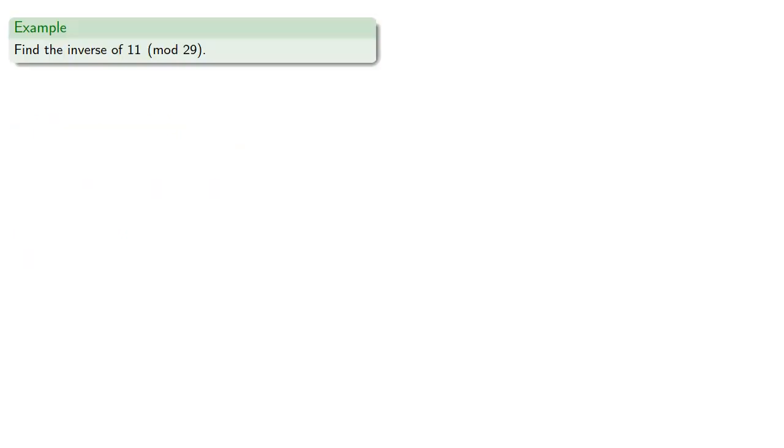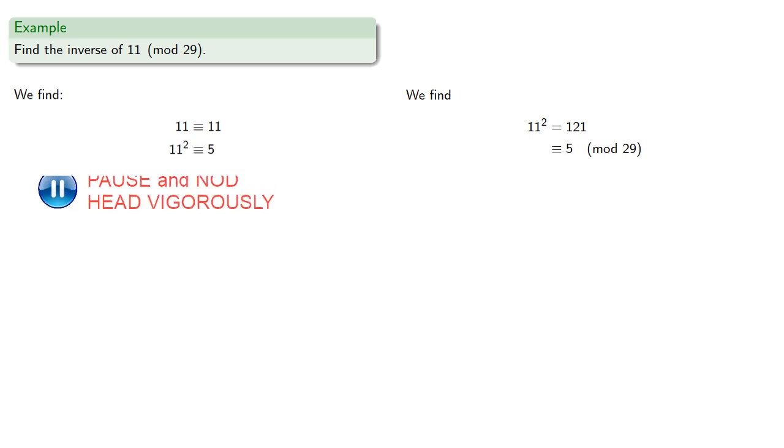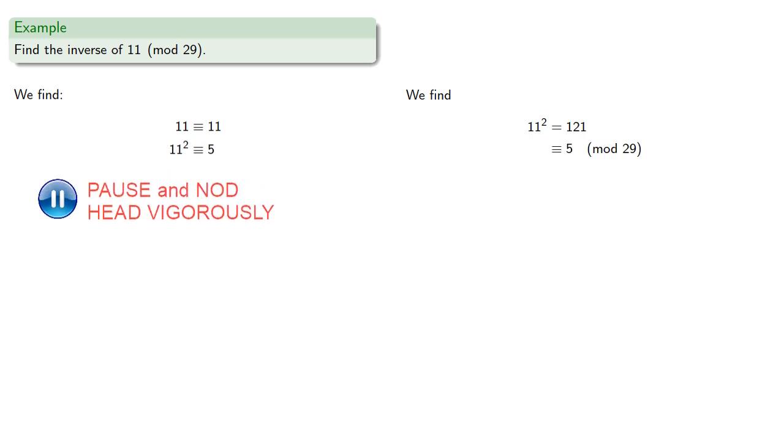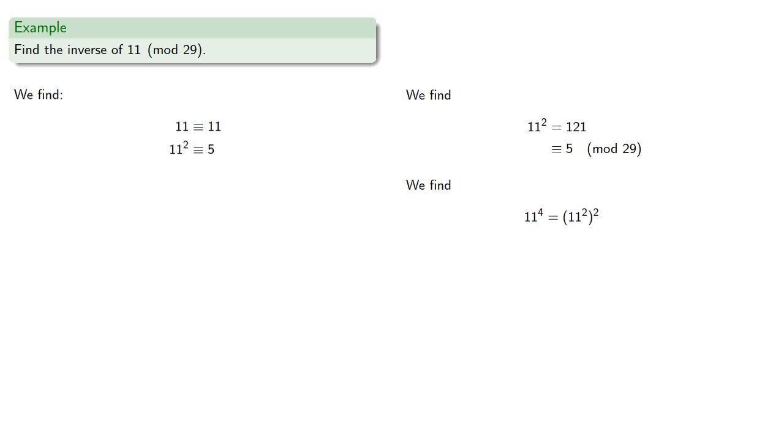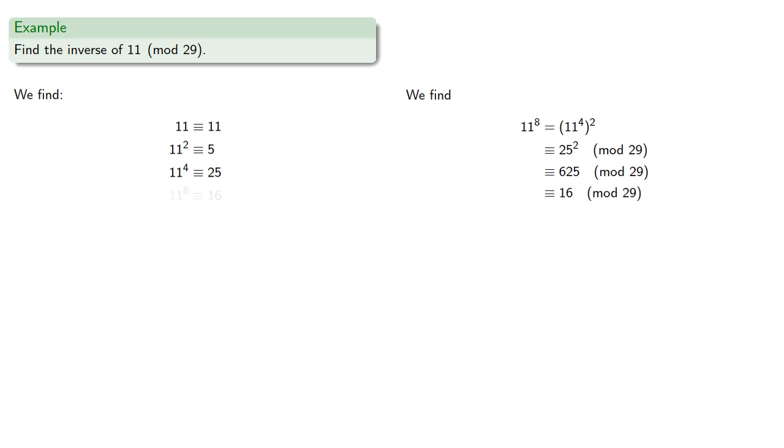Let's find the inverse of 11 mod 29. So we'll use our fast powering algorithm to find 11. 11 squared is 121, which is congruent to 5 mod 29. 11 to the 4th is 11 squared squared, that's 5 squared, or 25. 11 to the 8th is 11 to the 4th squared, 25 squared, which is 625, which we can reduce down to 16.